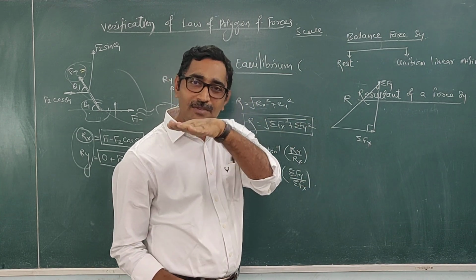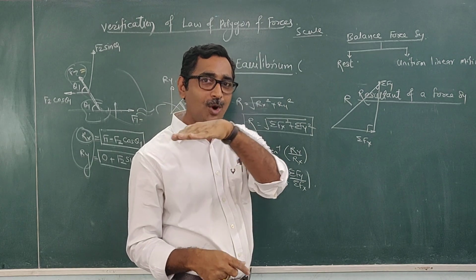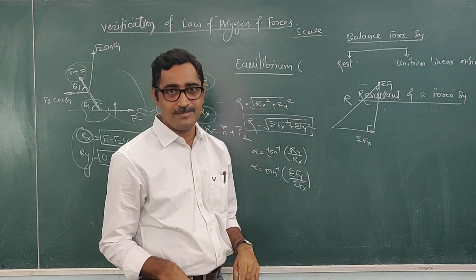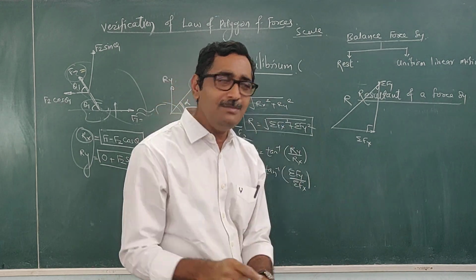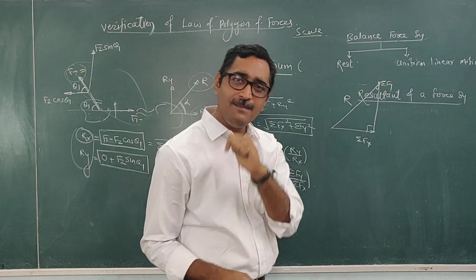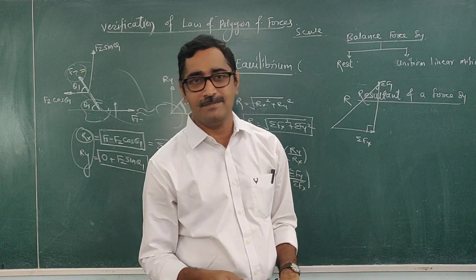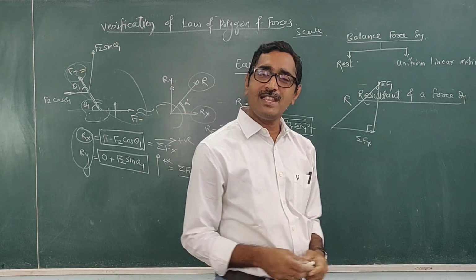If under the action of a certain force system the body is moving with a uniform linear velocity, we can say that it is in equilibrium. So equilibrium doesn't mean only the state of rest. Even if the body is moving with a uniform linear velocity, we can say that it is in equilibrium. So equilibrium is nothing but a balanced force system.